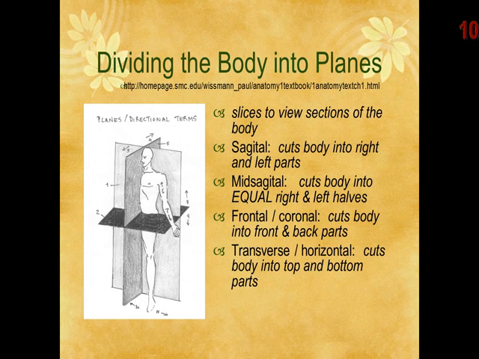A frontal or coronal cut is going to divide the body into anterior and posterior parts, while a transverse or horizontal cut divides the body up into superior and inferior. These are similar to using the three planes used in math to make cuts in the body on the x, y, and z axis.